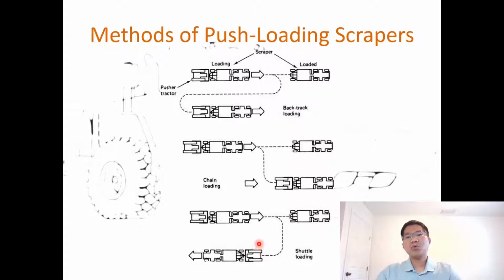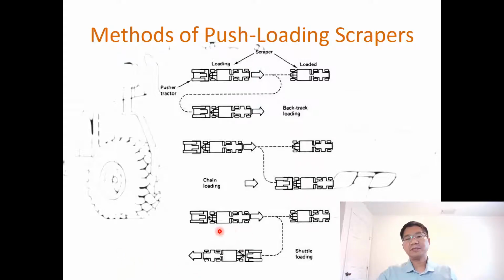The last one is shuttle loading. To reduce the time it takes to maneuver, turn and turn back, and then turn back again to push, what we have here for shuttle loading is that when the first scraper is loaded, it goes to the dump site or the field site, and then they just turn and push the other scraper, which goes in the other direction. That reduces the time to load, and when you reduce the time, you increase the production.